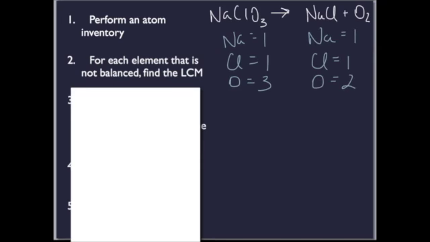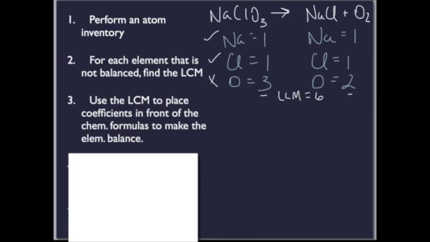For each element that is not balanced, it says to find the least common multiple. Well, this one is balanced, and so is this one. So that leaves me the oxygen to look at. Well, the least common multiple with the oxygens is 6. That's the smallest number that 3 and 2 will both divide into.